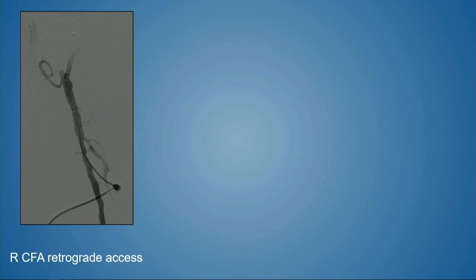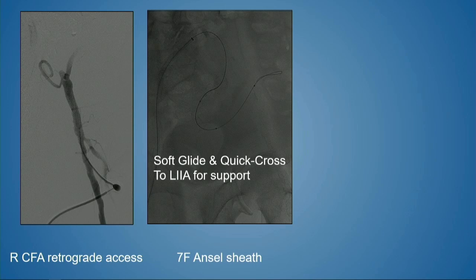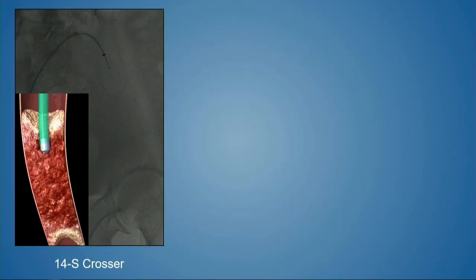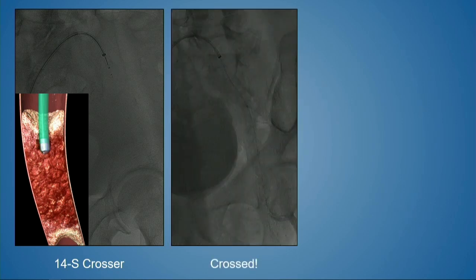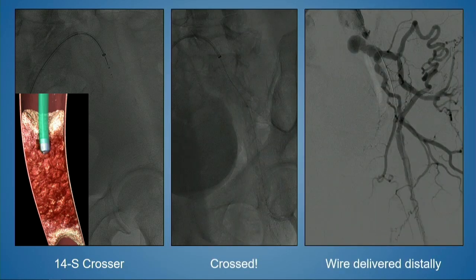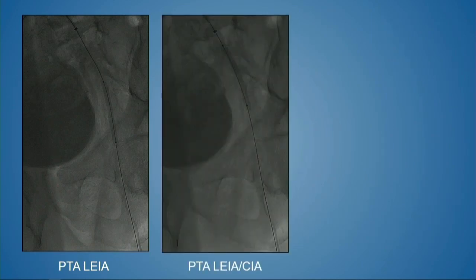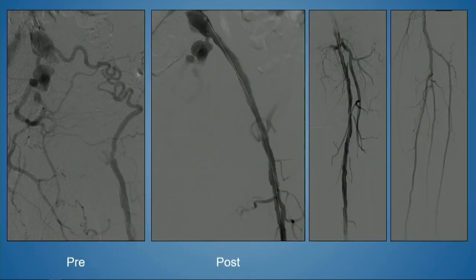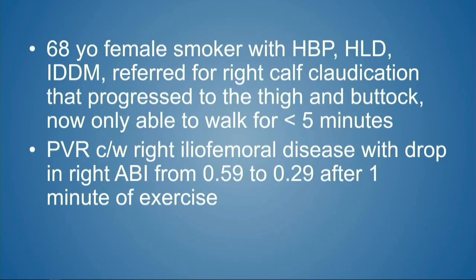We did place a sheath retrograde, knowing that we likely would need to have that as a bailout option, but we used a soft angle glide wire and a quick cross to get our sheath up and over. So we were able to get a 7 French sheath up and over and then traverse the occlusion using a crosser in the hopes that that would allow us to be intraluminal. And then after crossing, it became a relatively straightforward procedure with PTA and stenting of that external iliac with a very nice angiographic result.